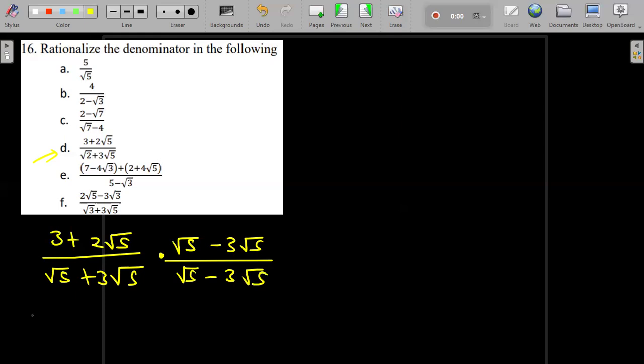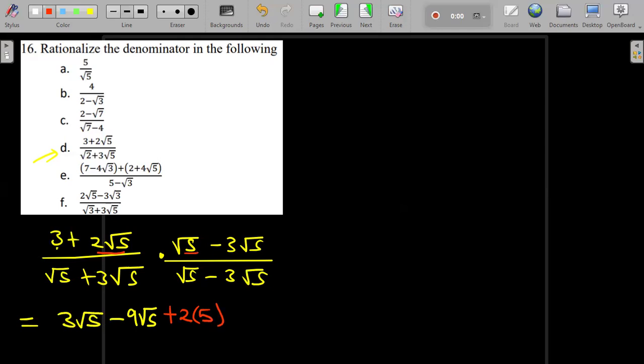Okay, so let's multiply. So what we have on top there will be 3 multiplied by root of 5, which will be 3 root of 5. Okay, then 3 multiplied by minus 3 root of 5 is going to be minus 9 root of 5. And then now we go to the 2 root of 5 here. So 2 root of 5 multiplied by root of 5 is going to give me plus 2, and then root of 5 multiplied by root of 5 is going to give me what? 10. I mean, it's going to give me 5. I've multiplied already in my mind, sorry.